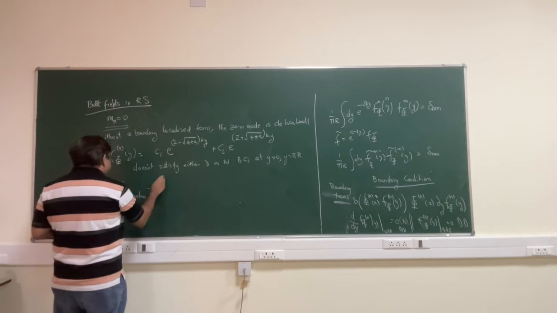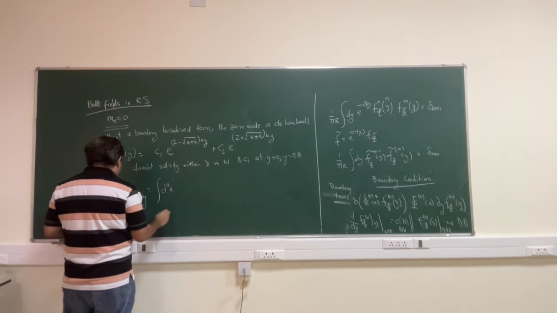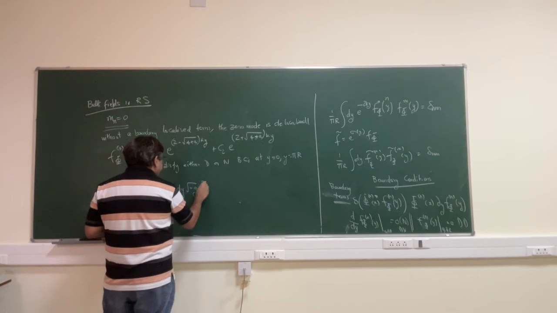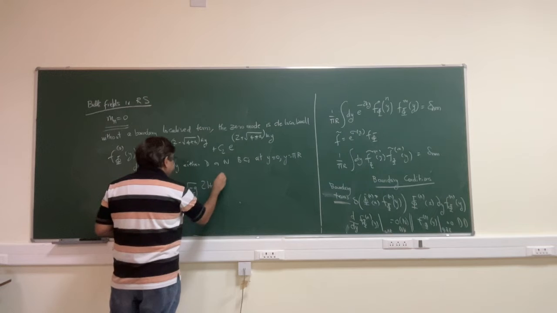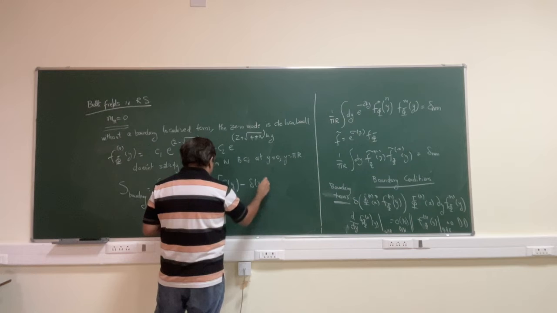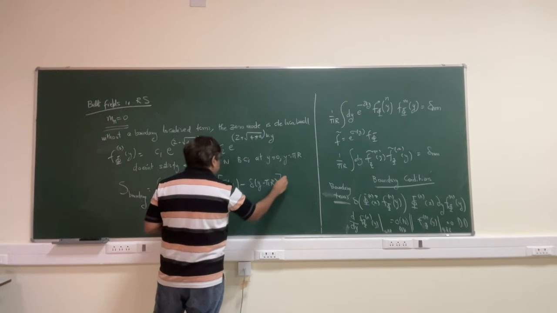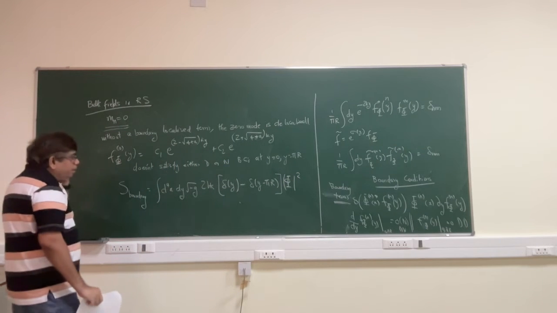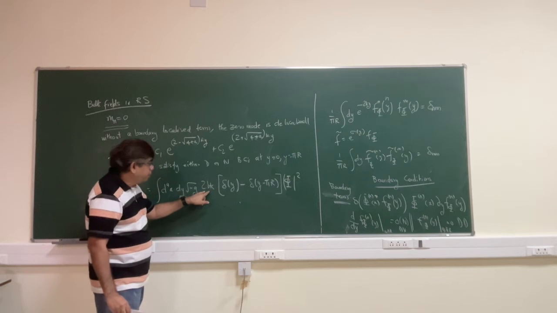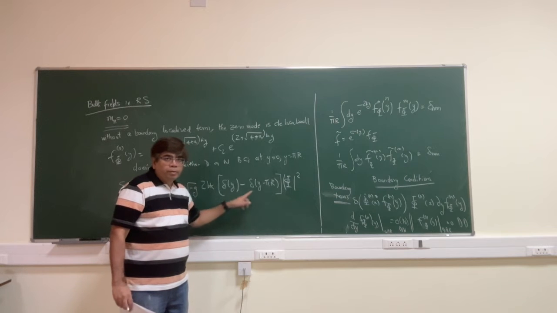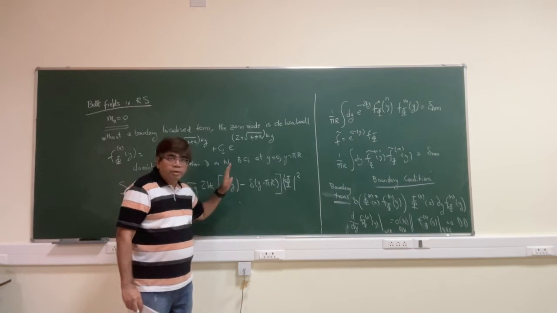The action has d power 4x dy minus root g, 2bk, delta of y minus delta of y minus pi r, phi square. So we are adding another mass term localized at the boundaries, not in the bulk.